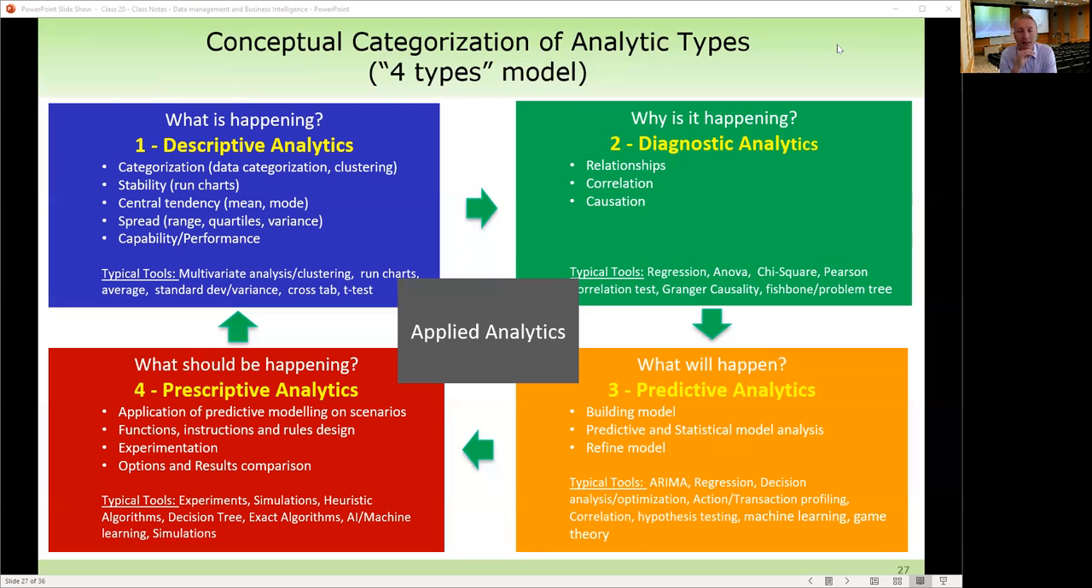These 4 types of analytics actually fit together because you cannot do prescriptive analytics before you can do predictive analytics, and you cannot do predictive analytics before you understand why something is happening.